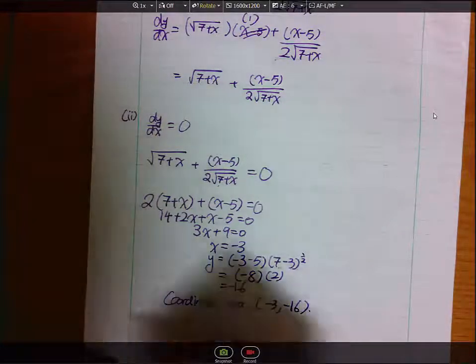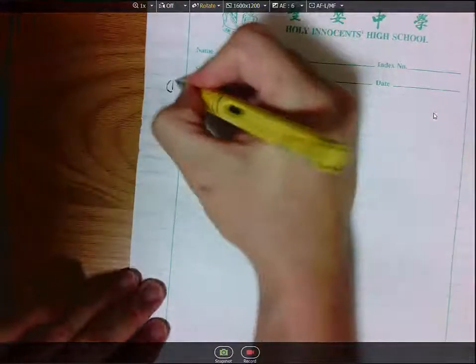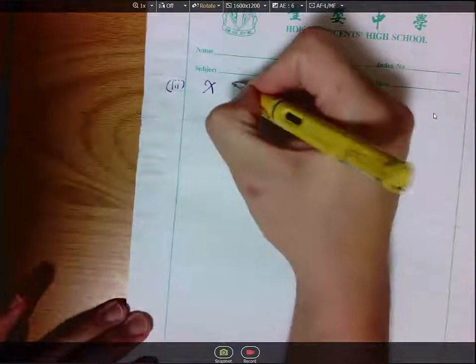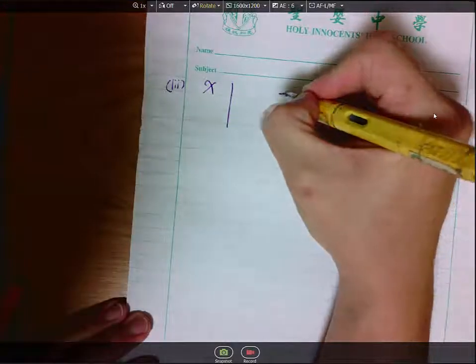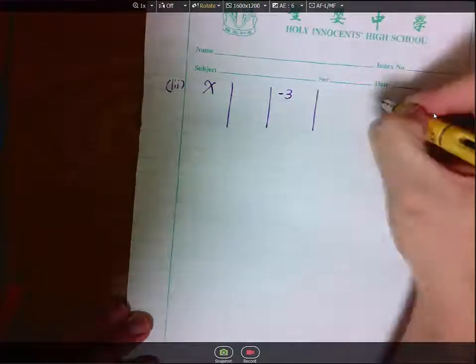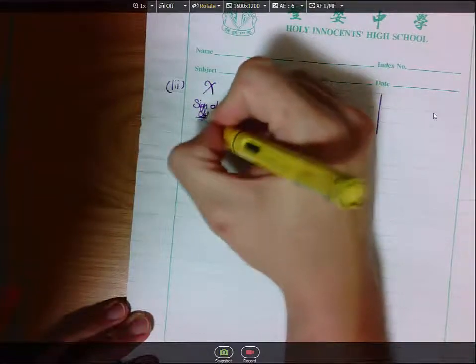Then part 3. Part 3 is something new, so please take note of part 3. Let me start this on a new piece of paper. Part 3, they ask for something that is called the sign of dy/dx. Basically, when we want the sign of dy/dx, first I set up the x, where the x coordinate of the point is negative 3. Then we want the sign of dy/dx.